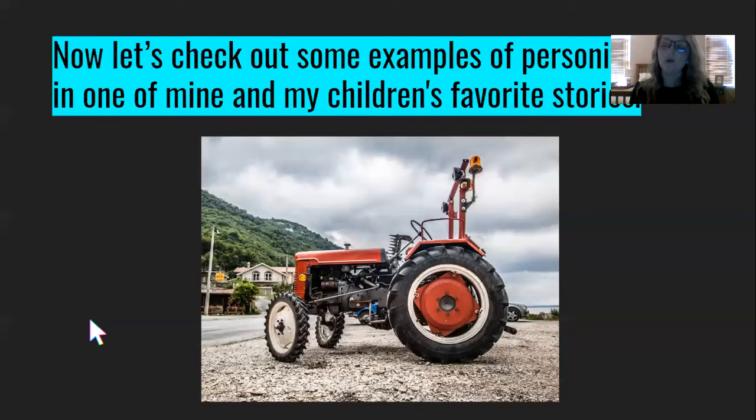So we can see how this author has taken a tractor and given it traits like a human. So he can play and he can work and he can sit and watch the farm. Those aren't really things that a tractor can do. So that is perfect personification of that character and using words to make him seem like he's human. Okay? So there is an example of personification.